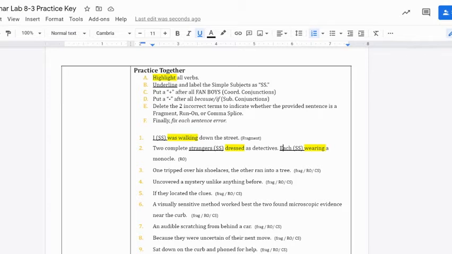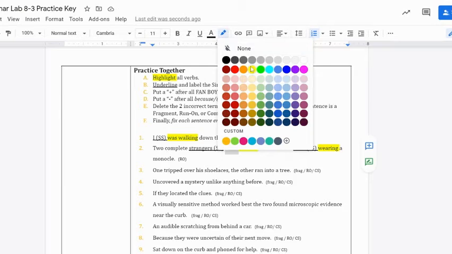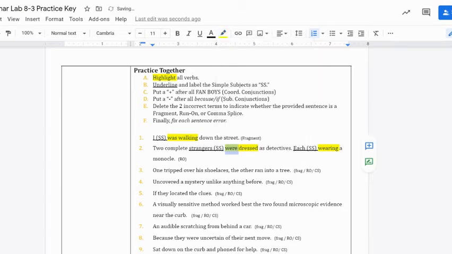Now, two complete strangers dressed as detectives. I feel like it needs something there. So I'm going to add a helping verb just to make it smoother. And it's okay if you're not sure about highlighting it or not, but if you're adding it to make the verb make sense, then it's going to be also a verb. So each was wearing a monocle. Now I've got two complete sentences.